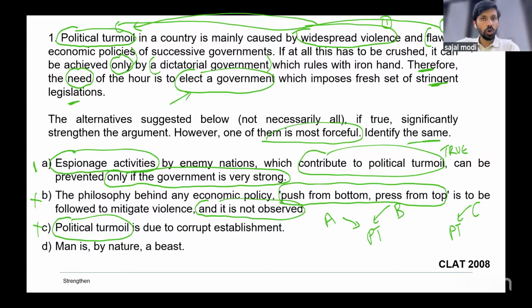And if you contrast this to option A, option A did not really say that espionage activities are causing political turmoil. It said they are contributing to political turmoil. Because you can turn around and say, you know what, even option A looks like weakening the argument because it introduces an alternate cause. But actually, it is not. Look at the phrasing. It says contribute to political turmoil. It adds to the problem, not that it is a primary cause or it is causing the problem. So there's that difference in the phrasing. Option D, man is by nature a beast, is completely irrelevant to the argument. Option A is correct here, everyone.